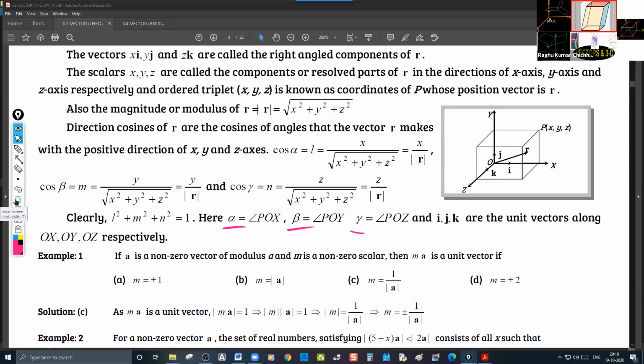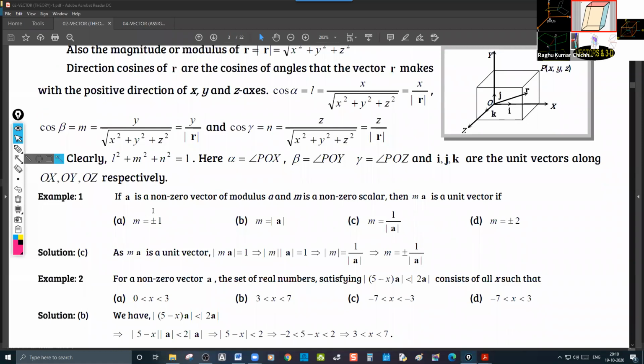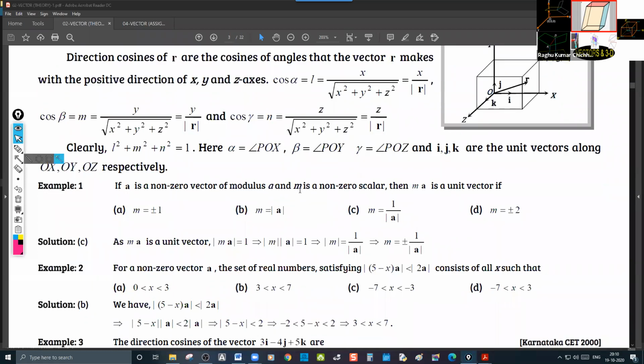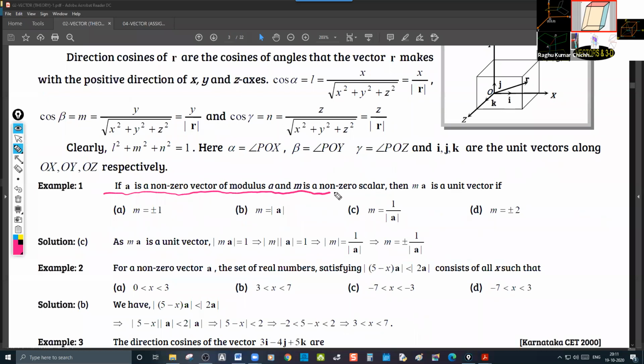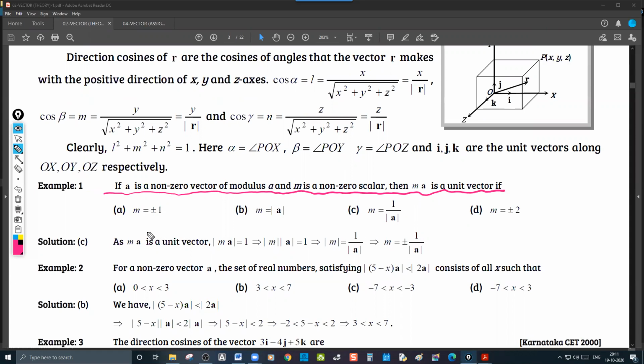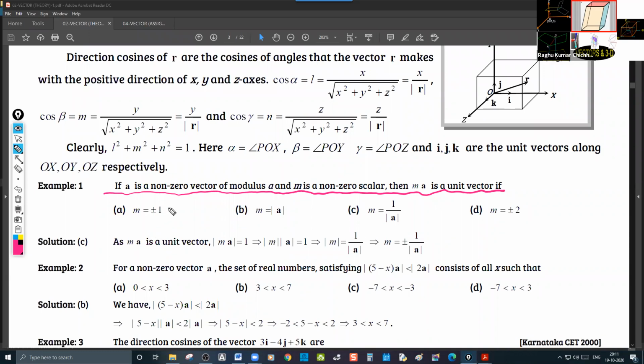Let us have a glance at these questions. These are very simple questions. You need not put your pen on the paper. Now, if A bar is a non-zero vector of modulus A and M is a non-zero scalar, then M A bar is a unit vector if. Option, please. The solution is there, but don't see the solution. Just see the options and tell me.